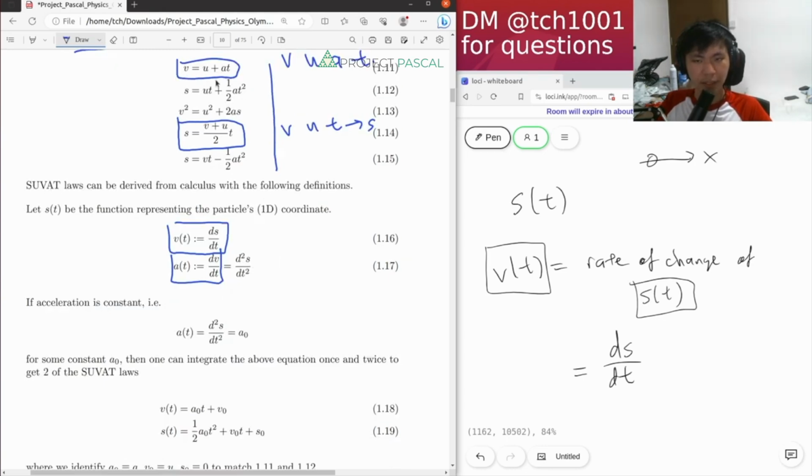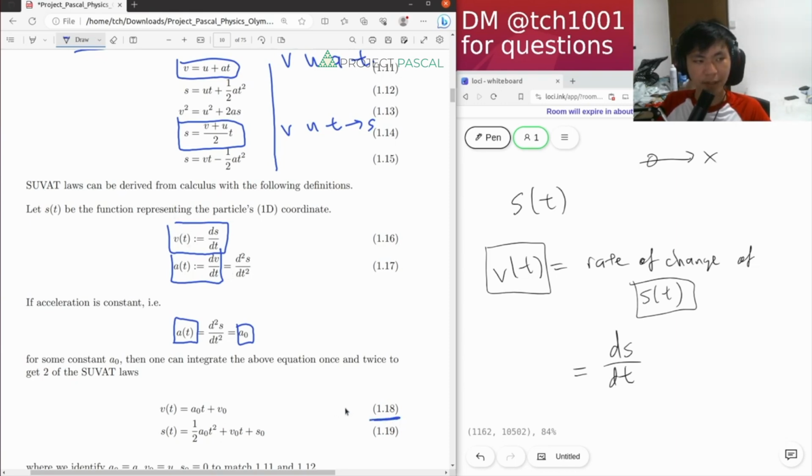Now, to derive the Suvat equations, we are concerned with scenarios where the acceleration is constant over time, meaning that acceleration is not a function of time. It's just some constant number a0. And this a0 could be, let's say, 5, or 6, or 9.81. In cases where the acceleration is constant, if I give you the constant a0, you can integrate once to find the velocity as a function of time. And that's given by equation 1.8.